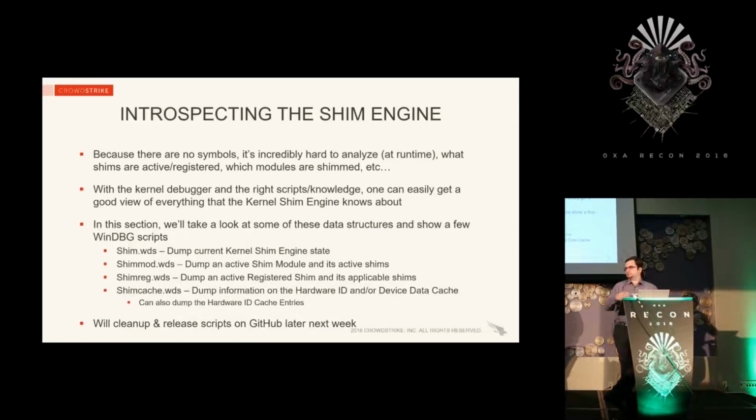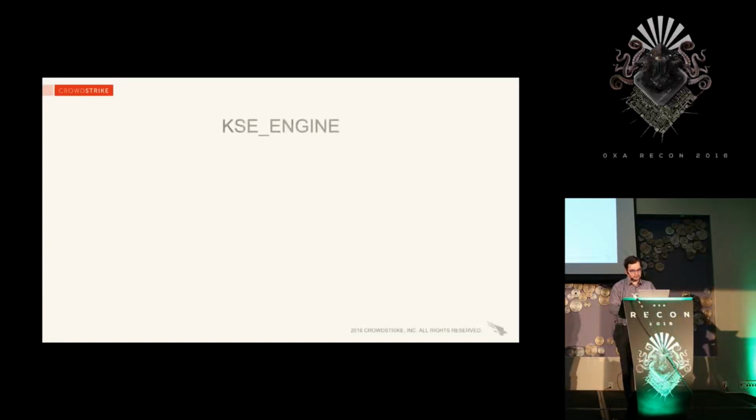Shim.wds, which is going to display some information about the shim engine on my machine. Shimmod.wds, which is going to dump any modules that are being shimmed. Shimreg, which is going to dump any shims that have been registered. And shimcache, which can dump the shim cache, either the hardware ID cache or the device data cache. I'm just going to demo the scripts for now. I'm going to clean them up, comment them a little bit, and I'll probably post them on GitHub later next week so you can use these scripts, learn from them, and do your own introspection as well.